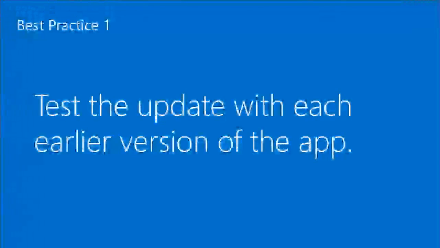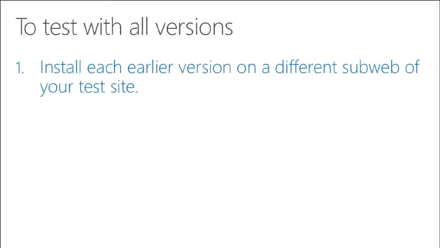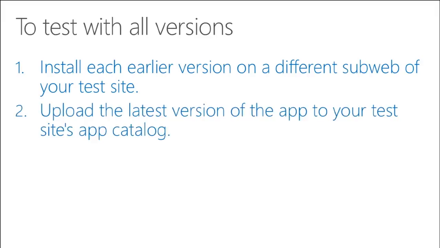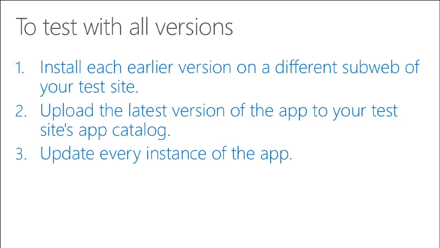All right, let's take a look at the first of those best practices. You want to test your update with each earlier version of the app. This is how you do it. First, install each earlier version on a different subweb of your test site. In other words, you've saved a copy of each version's app package. Upload the package for version 1 to your test site's app catalog and install it on a website. Then upload the package for version 2, install it on a different subweb, and so on for every version. Then you upload the latest version of the app, the one you're working on now, to the app catalog. And then you go through subweb by subweb, and you click that update link on all those tiles, and you update every instance of the app.